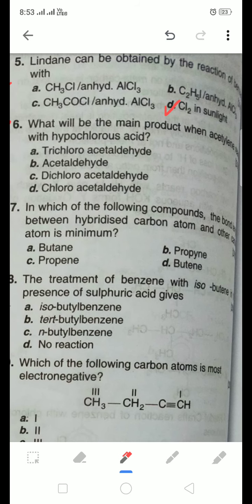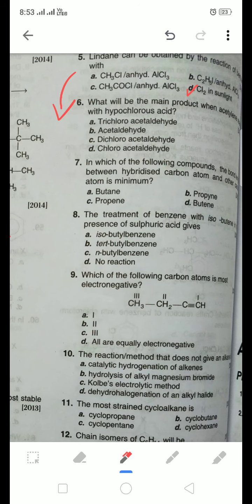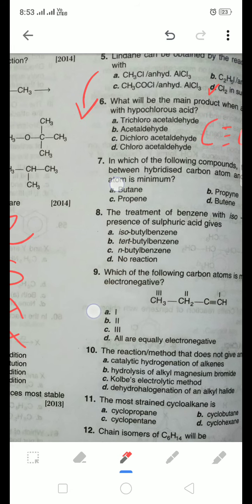What will be the main product when acetylene reacts with hypochlorous acid? Okay, so acetylene would react with, there's no space, I'll make some space.